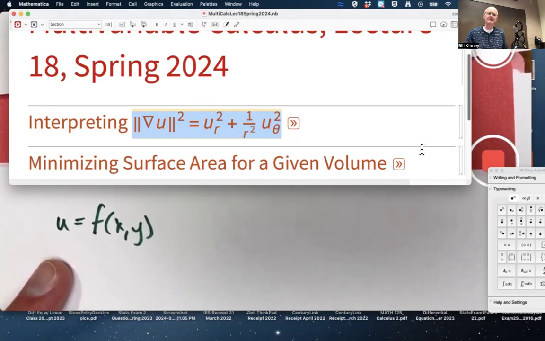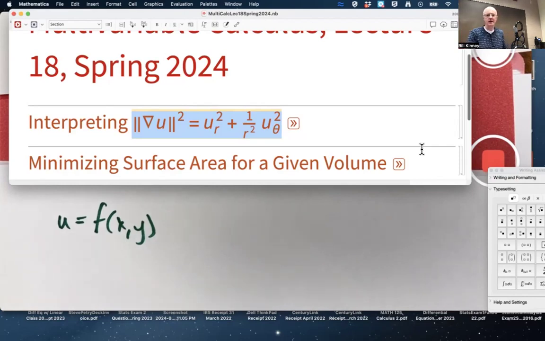Could represent a temperature distribution. Could represent, like for a wave, the magnitude of the wave or the displacement. This is useful for, you ever heard of Laplace's equation and the wave equation and things like that? That's where this kind of notation comes into play.